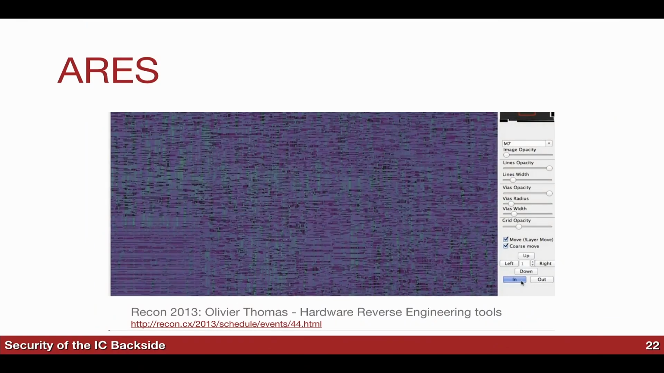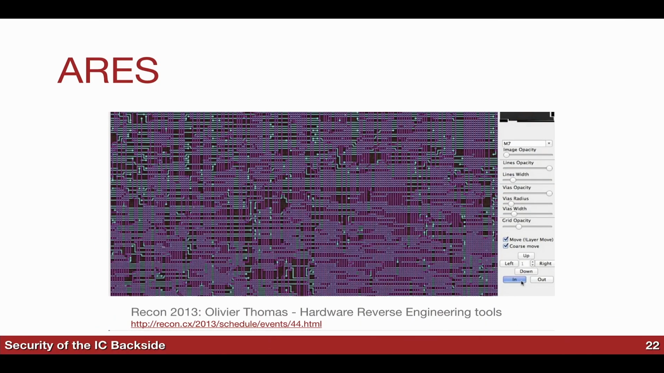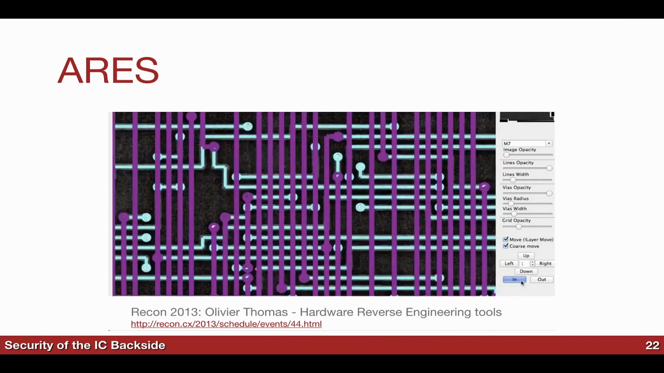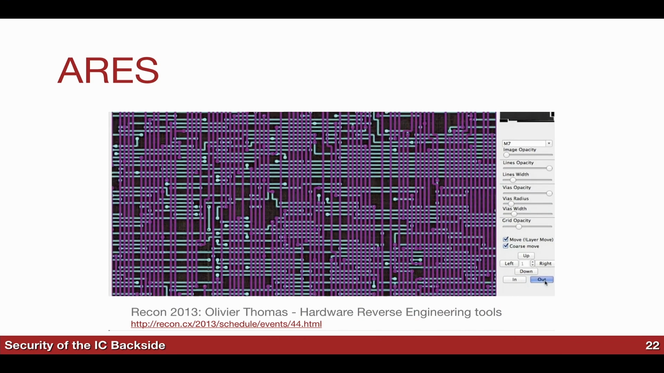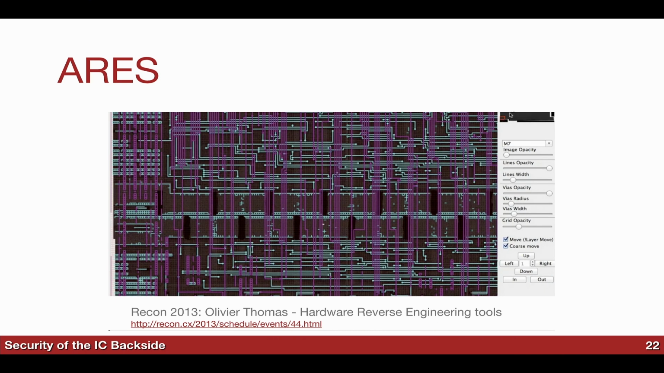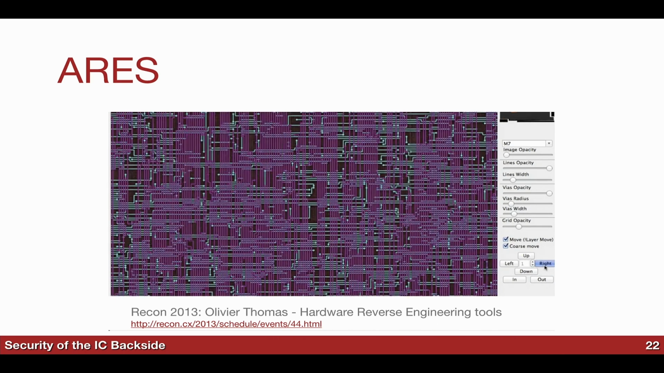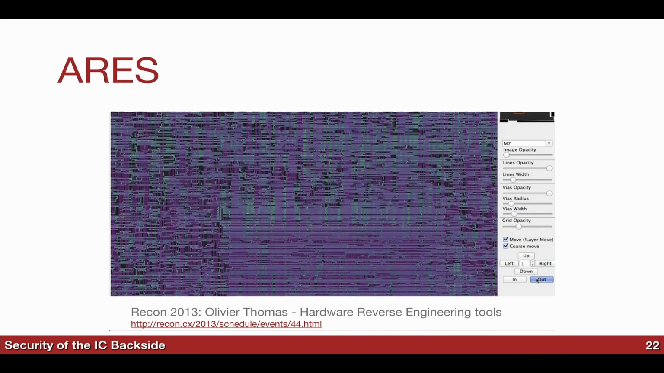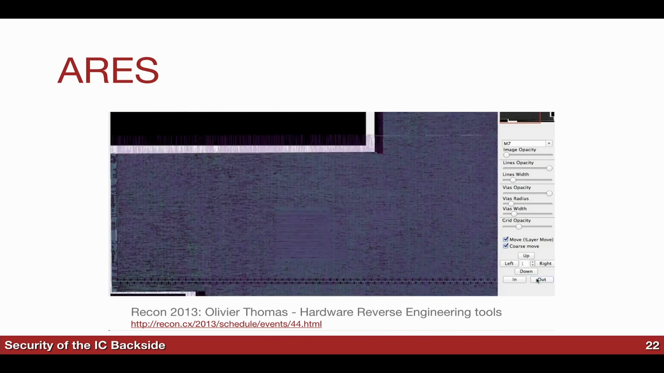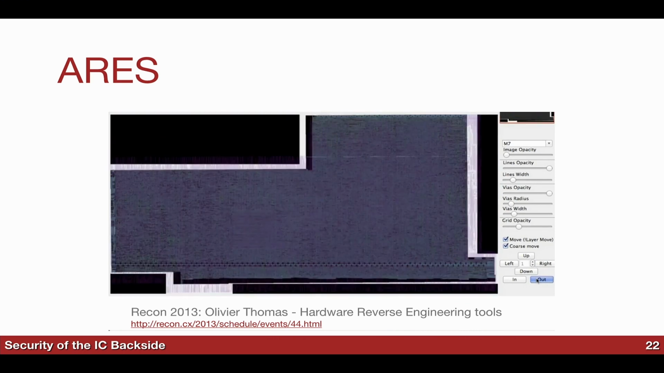You can also automate this process. This is like D-Gate for professionals. This is Olivier Thomas's talk from Recon. What he actually did was something much more advanced than D-Gate. This is literally a chip where it's stitching the images in real time, and he can just scroll around the chip and see all the connections and extract partial or full netlists, et cetera.